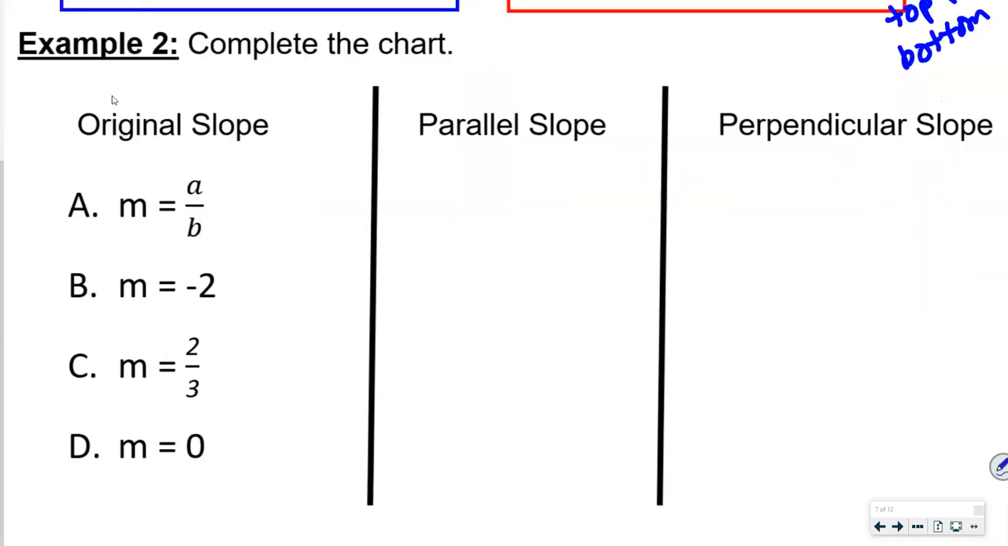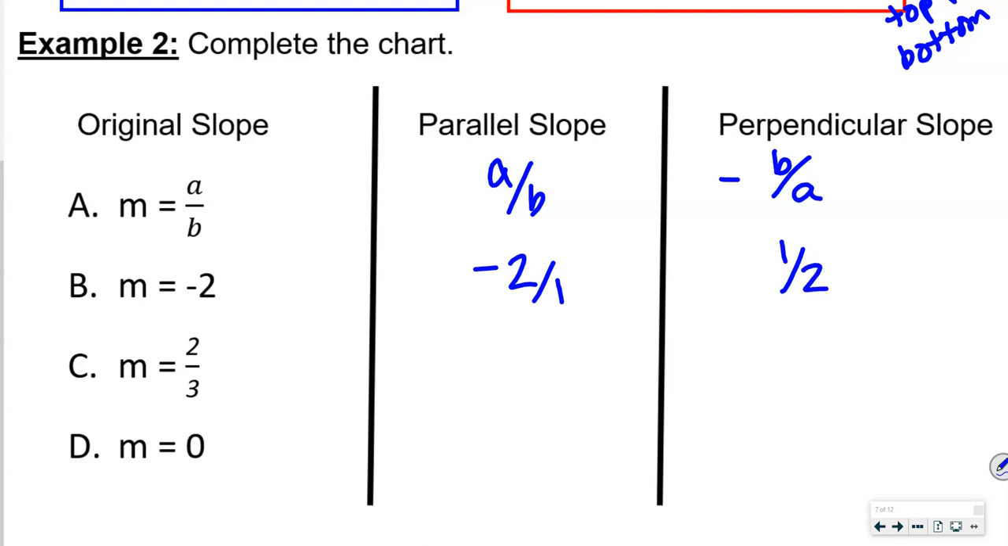Together. So our original slope was a over b, so our parallel slope is the same, okay? However, our perpendicular slope, it was positive, so we're going to make it negative, and then we're going to make the top the bottom and the bottom the top, okay? So it's going to be b over a, okay? Now, we're going to do number 2 as well together. So here again, parallel slope is going to be the same. Okay, this was a negative, so now it's going to be a positive, and isn't 2 the same as 2 over 1? So this is going to end up being positive 1/2, okay?